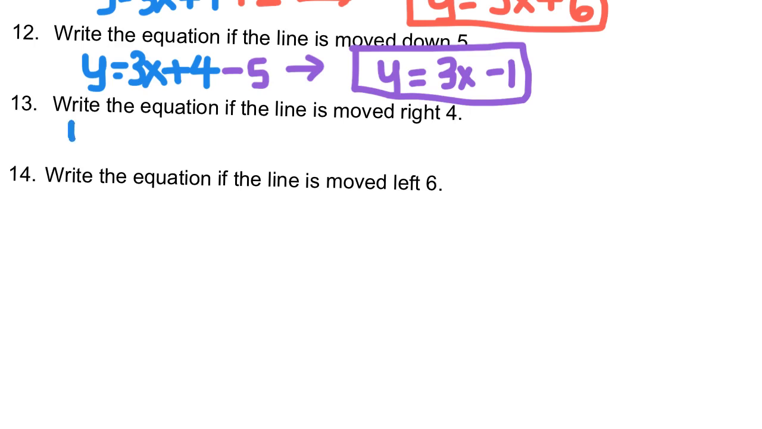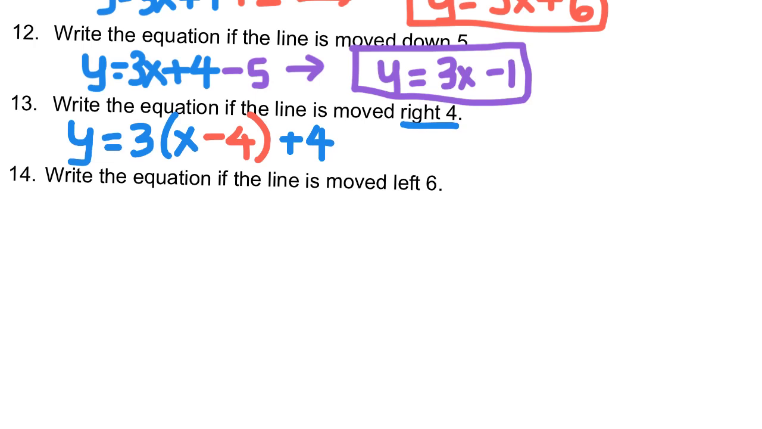However, since we're going to have parentheses in this because it's moving right or left, write the 3 and then write your parentheses. Since we're moving right 4, counterintuitively, that's shifting minus 4. And then we'll also have our plus 4 from our original equation. Now, you don't have to simplify that. Please leave it just as it is so that we can obviously see that the equation has shifted to the right 4. Try the next one on your own.